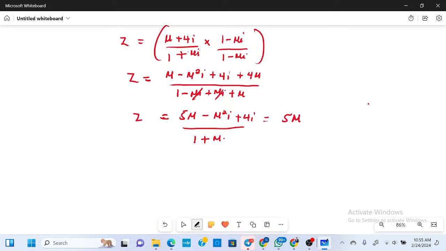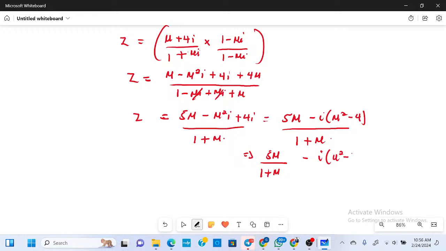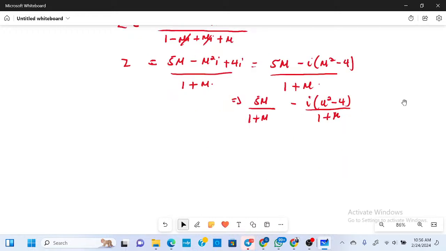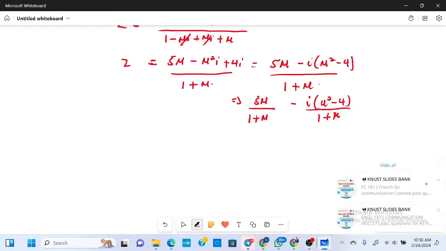So let me separate what I have here into real parts. So 5 mu is a real part, minus i open brackets, I'll have mu squared minus 4 for the numerator here, all over the expression 1 plus mu. So at this point, I'll have this expression as 5 mu over the expression 1 plus mu, minus i multiplying mu squared minus 4 all over 1 plus mu. So I have changed the expression into the real part and the complex part.